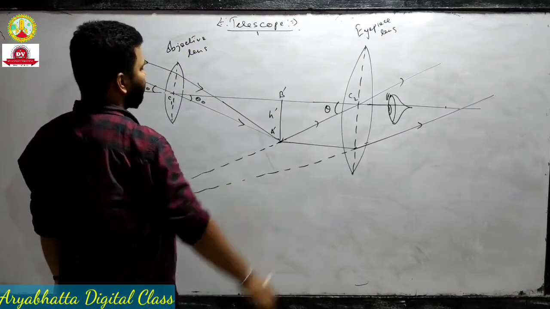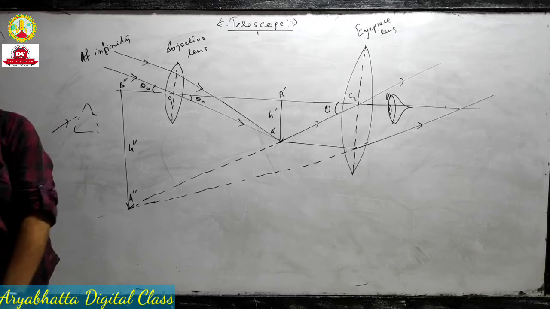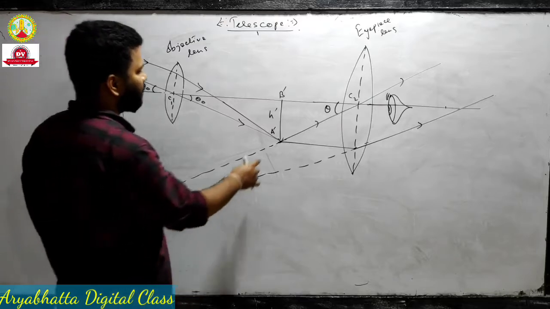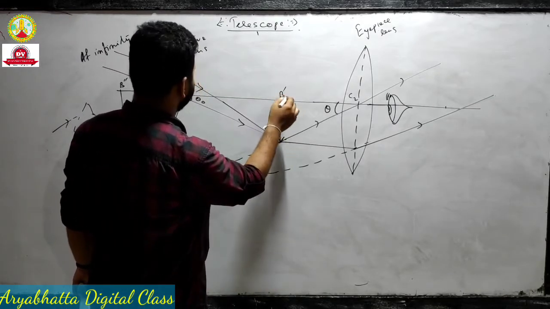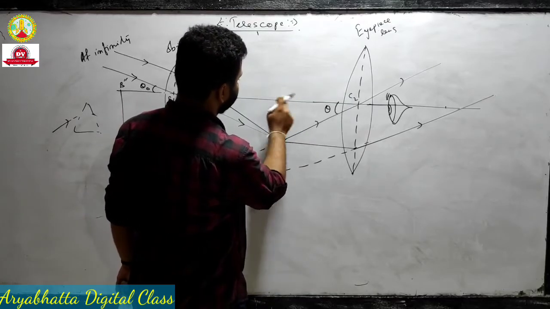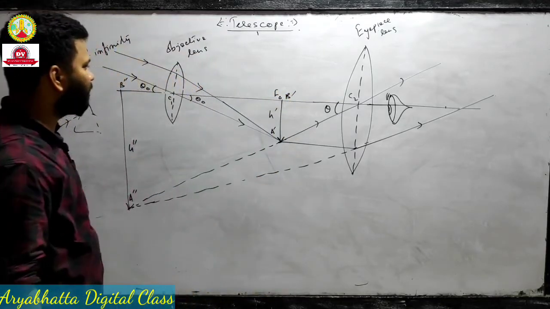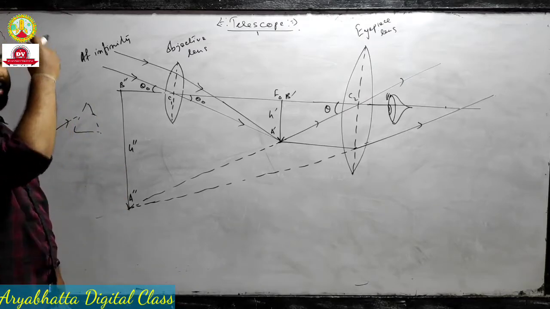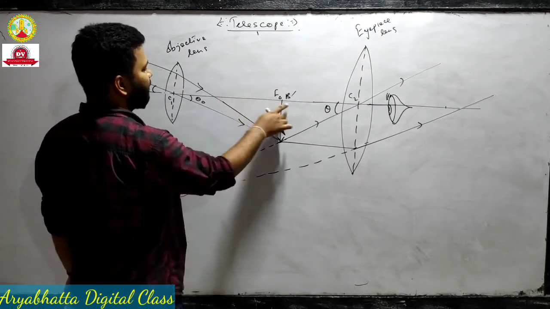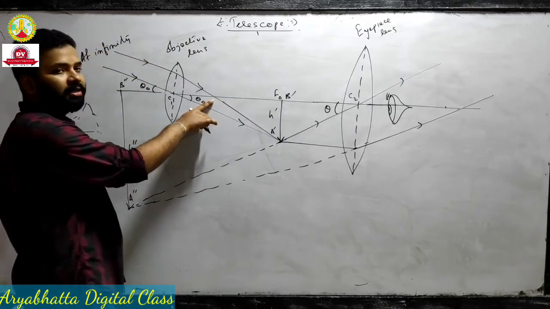So where the image will form? So the image will form at focus. Okay. So this one will be the focus. Focus of what? This is the B dash. So this is focal length of the objective. You already know that if the object is at infinity, then the image will form at focus. So this distance and this distance, we have to consider almost equal. Can we consider this one as focus?